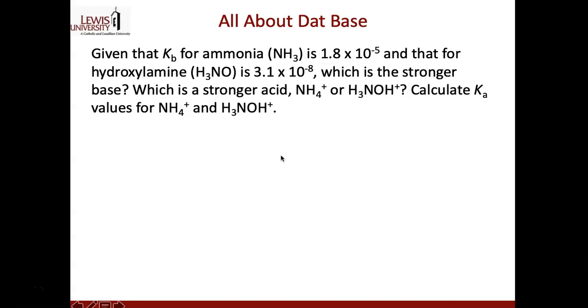Let's go ahead and try some practice problems real quick. You have ammonia, NH3, which has a Kb value of 1.8 times 10 to the minus 5th, and hydroxylamine, H3NO, which has a Kb value of 3.1 times 10 to the minus 8th. Which is the stronger base, ammonia or hydroxylamine? Take a moment to pause and answer that question. Let's go ahead and move on to the next question.